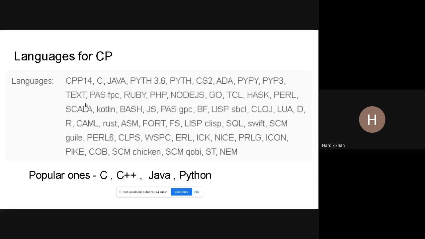Now, what languages should you choose for competitive programming? This is a screenshot from CodeChef's website of the languages it accepts. It accepts all of these languages, but to be honest, some of these names, even I don't know them, like what their full forms are. But the popular ones are C, C++, Java, and Python. In my knowledge, C and C++ are mostly used by elite level programmers, and it is generally the best thing for competitive programming. But again, if you are a fresher trying to start with competitive programming, you can choose any of these and you will be good.